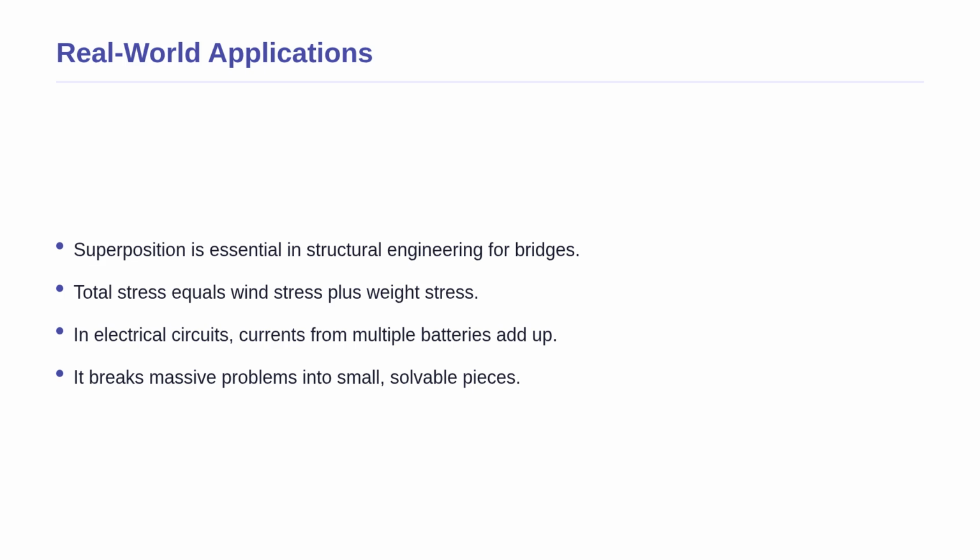on the bridge. Similarly, in electrical engineering, the current flowing through a complex circuit with multiple batteries can be found by calculating the current from each battery individually and then adding them up. Without superposition, modern engineering would be nearly impossible, as we would have to solve every complex problem from scratch.